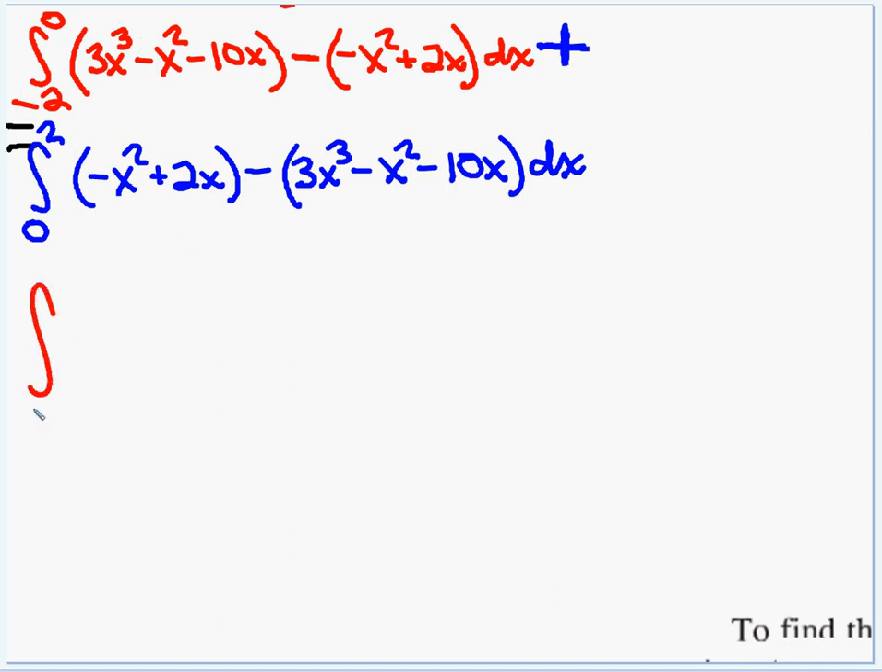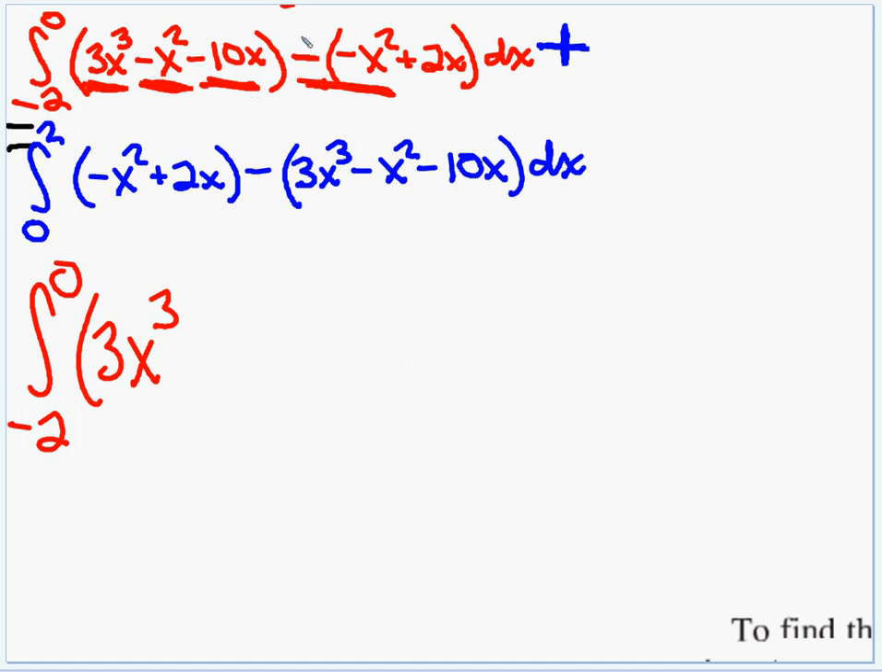Okay. So before we antiderive, let's clean those up a little bit. I'm going to have my integral from -2 to 0. And our biggest term there is 3x cubed. We've got a minus x squared, and this is going to be minus a negative, so that changes to a plus x squared, so those are going to cancel. And then we've got a negative 10x, and this negative is going to distribute and make that a minus 2x, so we've got a minus 12x there. And that gets a dx.